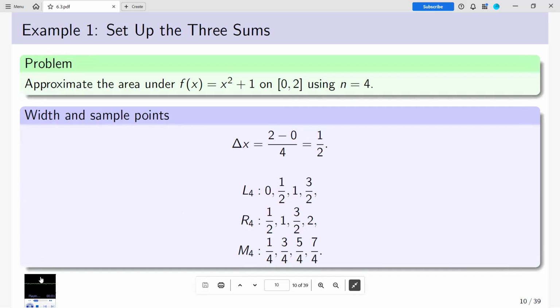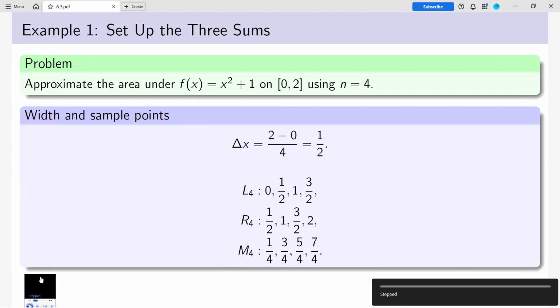The first step is always to compute the common width and list the correct representative points. A small mistake here infects every later calculation, much like arriving at the wrong classroom but confidently taking notes anyway.